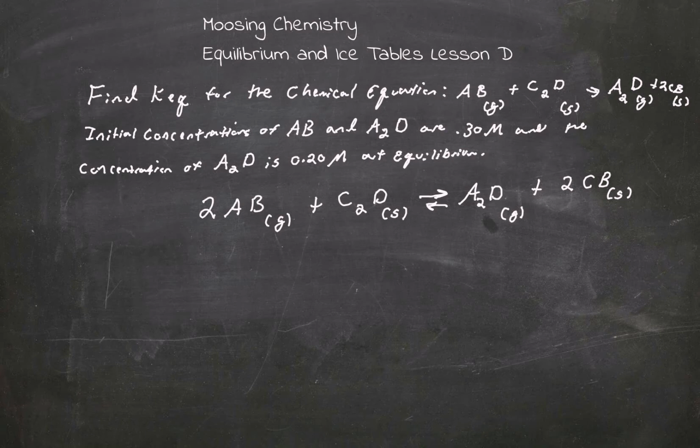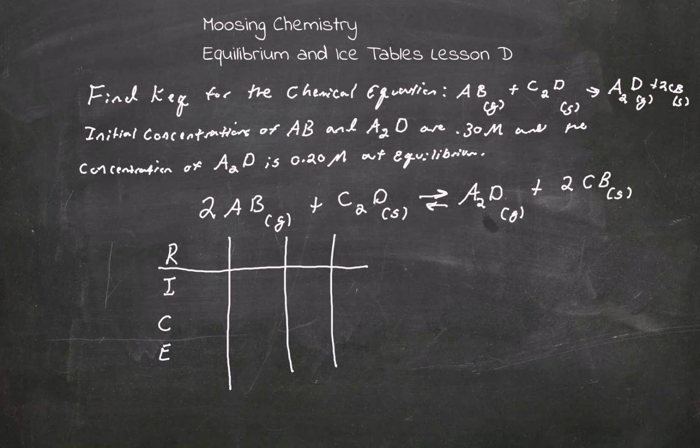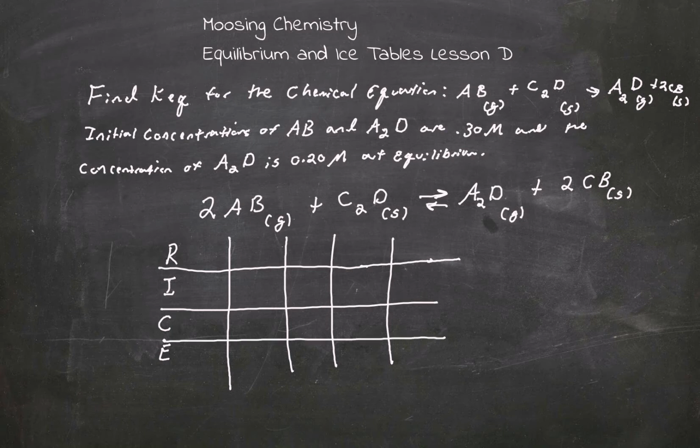Now we need to set up our ice table. Okay, so I'm going to do R, I, C, and E because I like doing it that way. You might want to just use ice, but I like to use rice. So we have an AB column, we have a C2D column, we have an A2D column, and we have a CB column. Okay, so we have this set up like this.